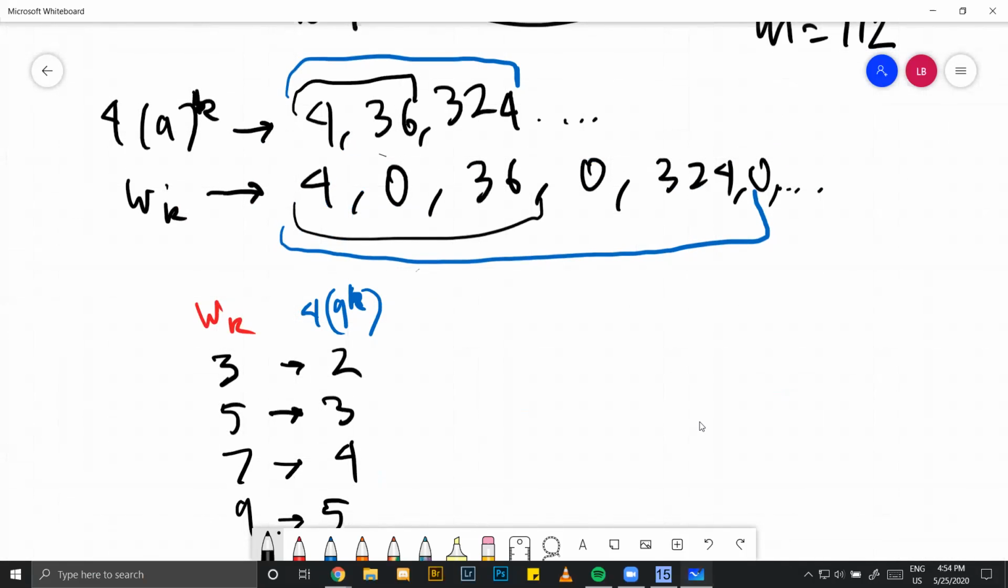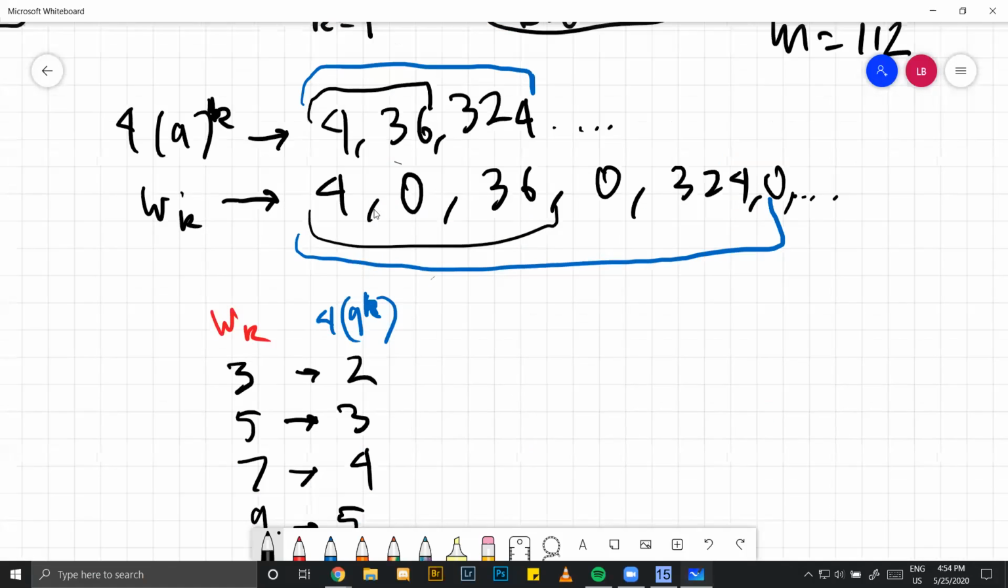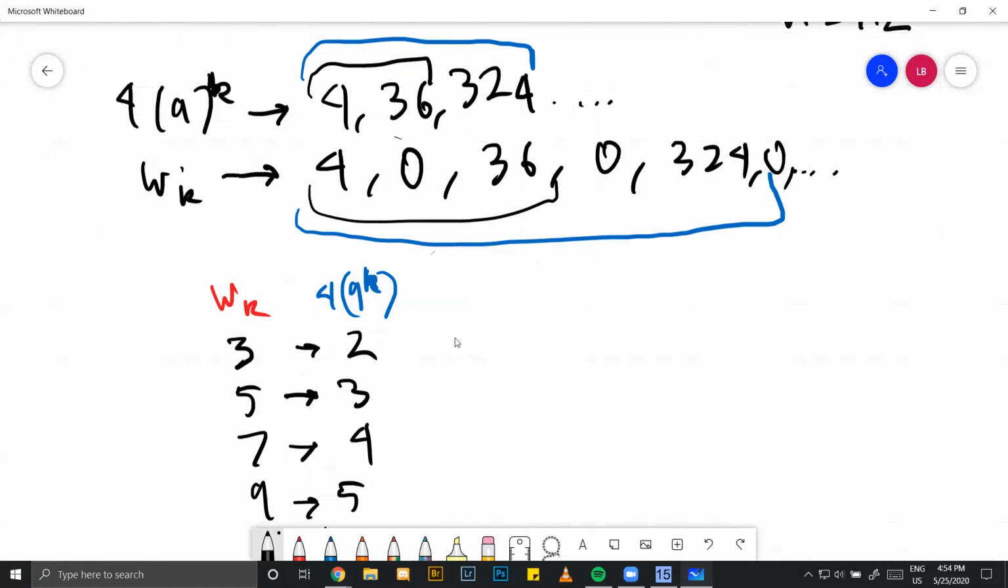But there's another pattern hidden inside when you compare these two different sequences. If I'm looking at WK and I want to add up 225 terms of WK, that corresponds to only adding up 113 terms of the other sequence. We know this because if you were adding up the first 3 terms of WK, you would get the first 2 terms of this sequence. If you're adding the first 5 terms of WK, you're only adding up the first 3 terms of this one.